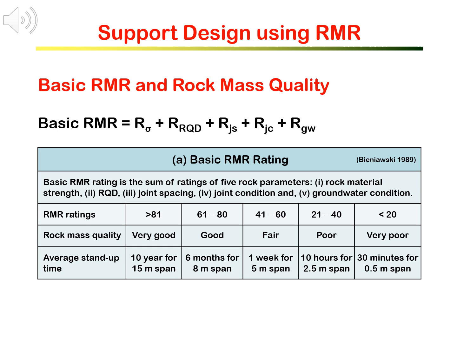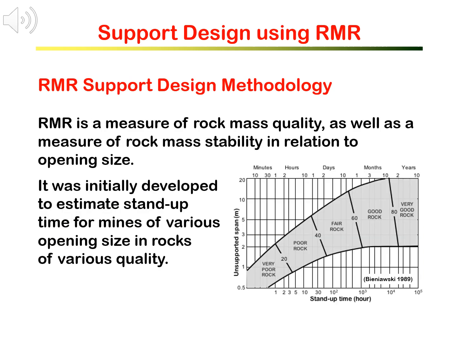As a quick reminder, the 5 parameters to calculate the basic RMR are shown here in the equation. RMR rating and rock mass quality classes are shown in the table. The last row suggests the average stand-up time and the span of tunnels and mines in rocks. RMR is a measure of rock mass quality, as well as a measure of rock stability in relation to opening size.